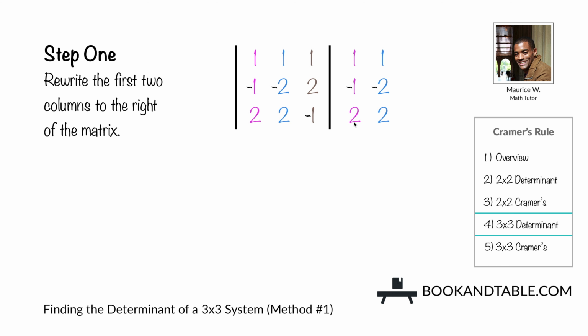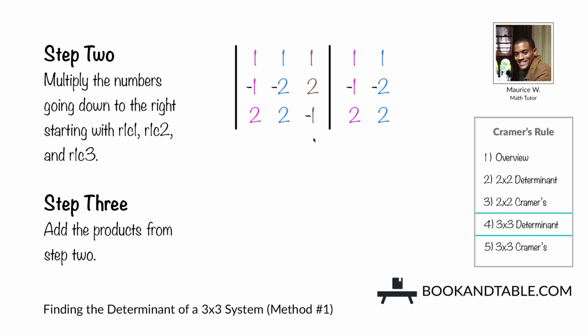But now with this new setup, we can multiply the numbers going down to the right, starting with row 1, column 1, row 1, column 2, and row 1, column 3. So when we multiply going down to the right, starting with row 1, column 1, we multiply +1 times -2 times -1. And we're going to add the products from this step. So we multiply these numbers, put a positive in front of it. Since it's positive, we can just leave it as is.